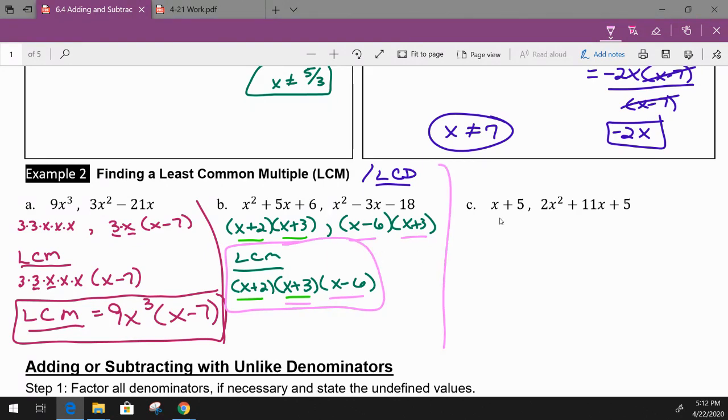All right, we'll do one more example, and then we'll start adding and subtracting things that are not like terms.